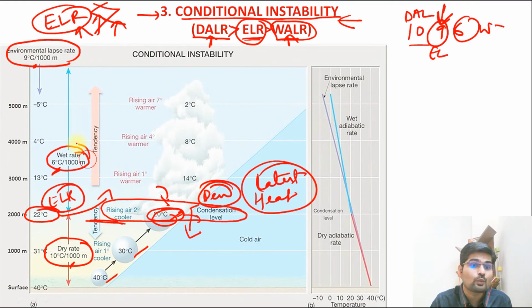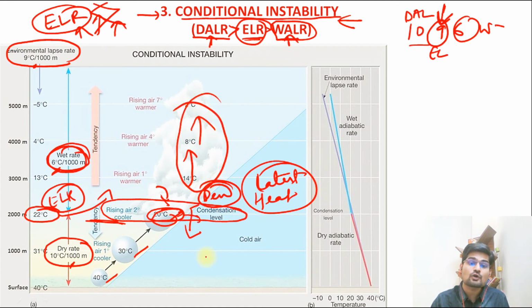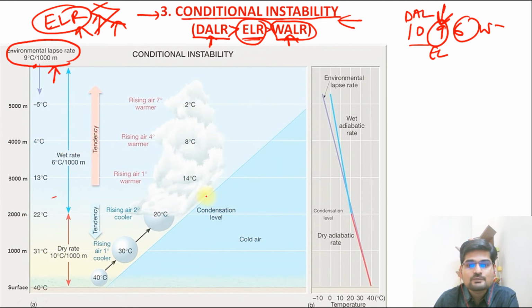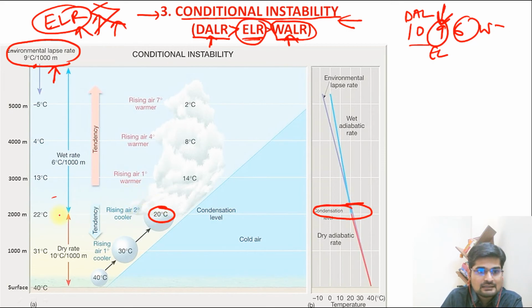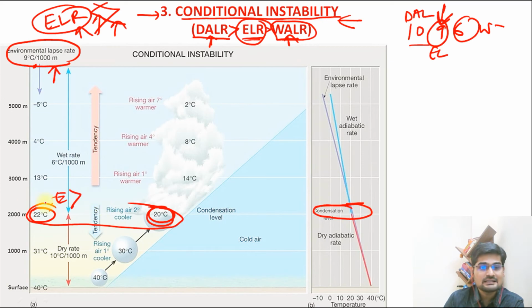Why? Because of this wet adiabatic lapse rate, it goes ahead and further ahead. So this is where it crosses the limit. So what we observe here is that till a particular point, which is a condensation level, till this point, what you observe? This is 20, right? And this is 22 degrees, right? So what is this layer's property here? ELR is actually greater than DALR till this level.